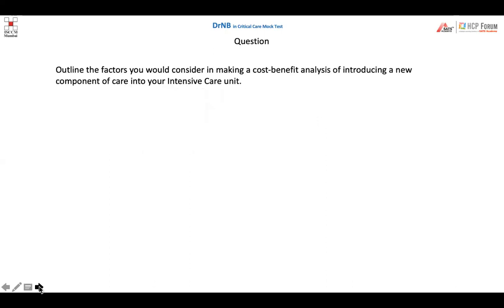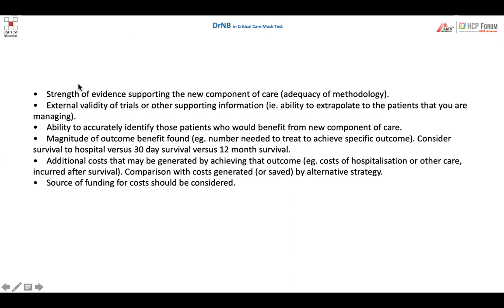Outline the factors you would consider in making a cost benefit analysis of introducing a new component of care into your ICU. Whenever we put in a new care component, first of all, we need to see that the strength of evidence for this care is adequate. That means this should be a proven methodology, and there should be external validity of trials or supporting information which you are able to extrapolate to the patients that you are managing. So, they should be applicable to your patients also.